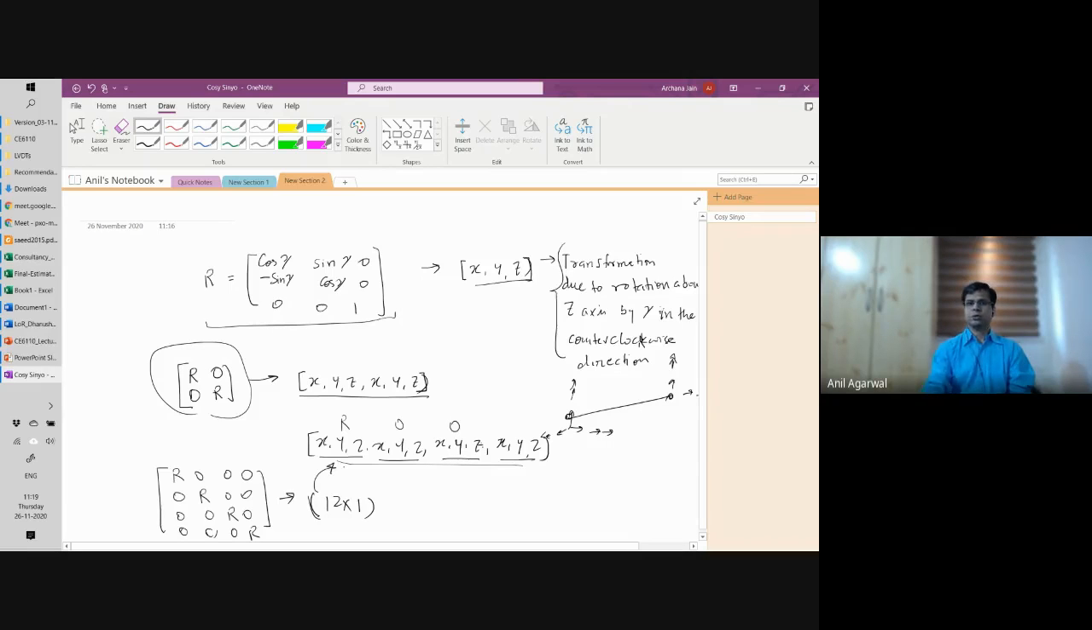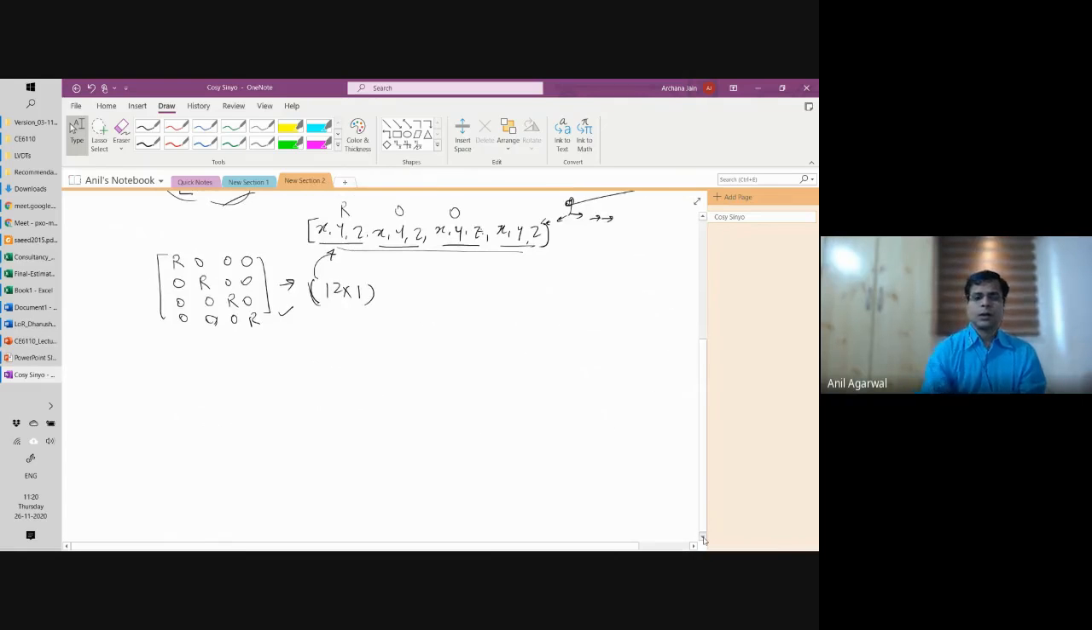Clear? For 3 by 1, you will simply use R. For 6 by 1, you will use R 0 0 R. For 12 by 1, you will use R 0 0 0, 0 R 0 0, 0 0 R 0, 0 0 0 R, like this one. Got it? Straightforward, right? There is no mystery here. It's pretty simple. And this can be used for force vectors or displacement vectors. That doesn't matter.